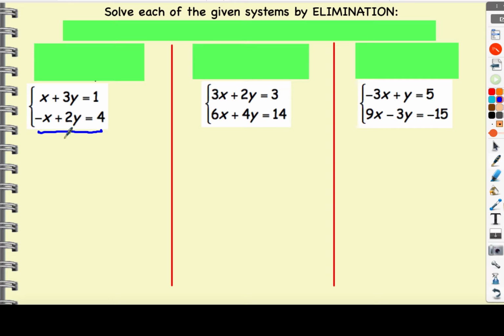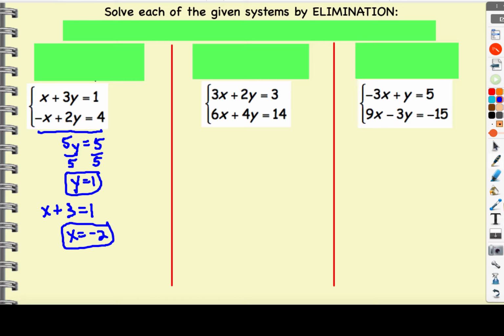But 3y plus 2y would be 5y, and 1 plus 4 is 5. And if we divide by 5 very quickly, y equals 1. And we have half of our answer. Again, we just need to plug that back in. So x plus 1 times 3 would be 3 equals 1, and x equals negative 2. So again, we get negative 2 comma 1 for a solution.